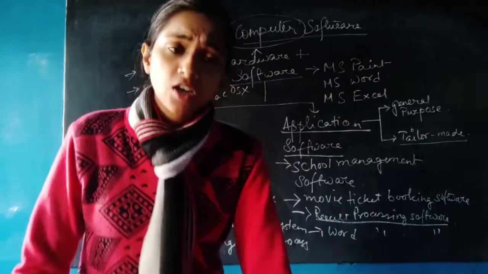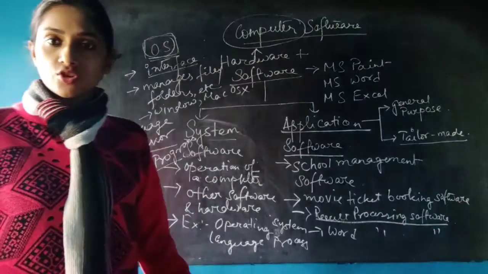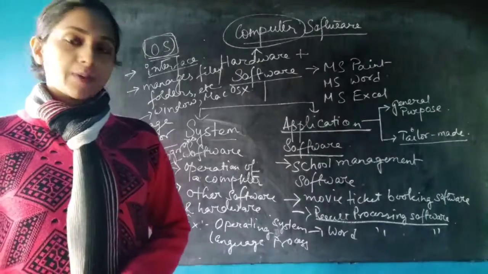Now this was about the types of software, system and application software. Here I am finishing my video as well as finishing the chapter.